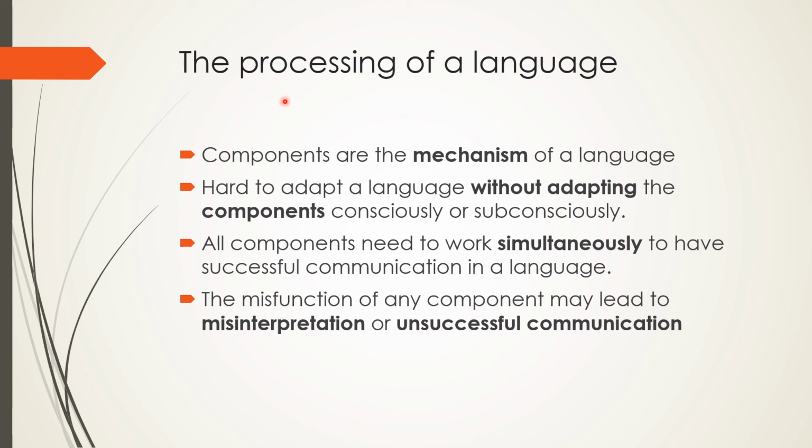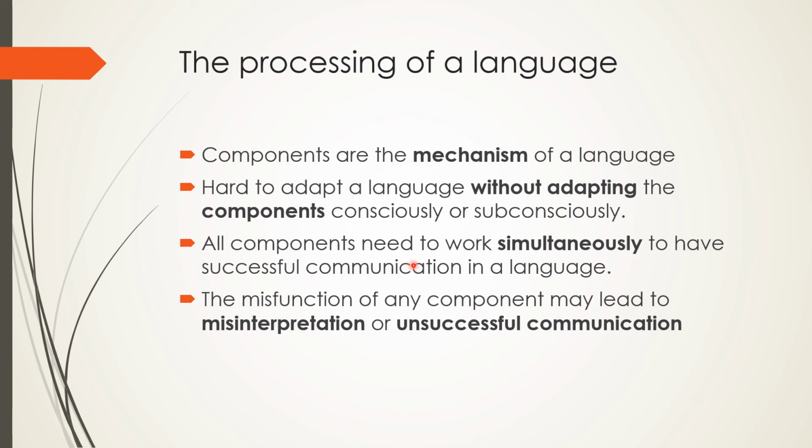So how is the process of language related to these components of a language? These components refer to the mechanism of a language. So a language mechanism can be understood by identifying the components. It is hard to adapt a language without adapting the components consciously or subconsciously. For example, you have subconscious knowledge of the Bangla language as a Bangla speaker, so you don't have any problem using the Bangla language. But if you don't have conscious or subconscious knowledge of the English language, you will find it difficult to adapt to English.